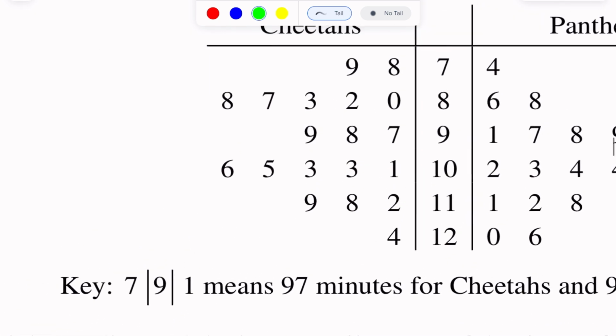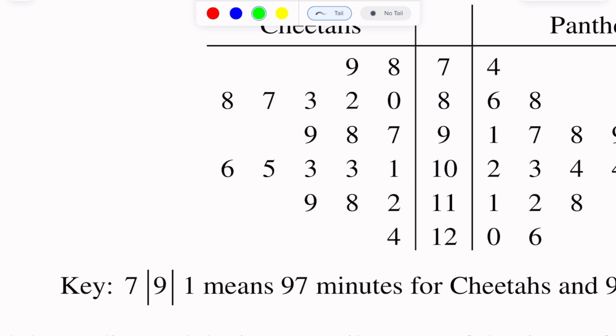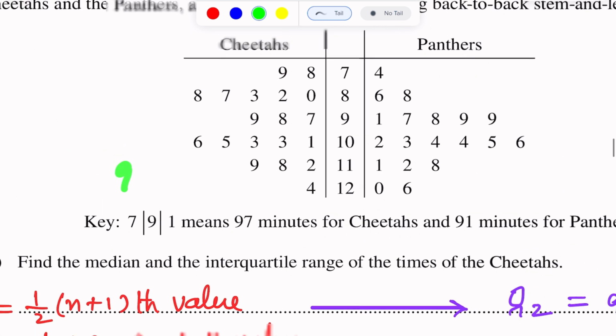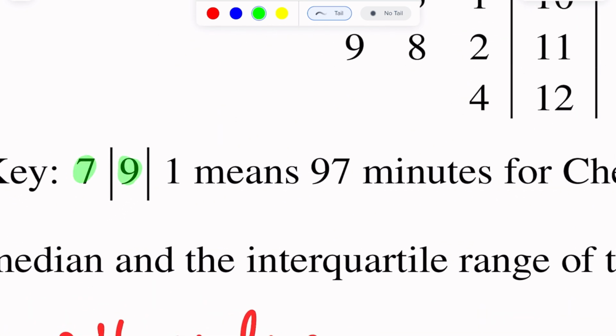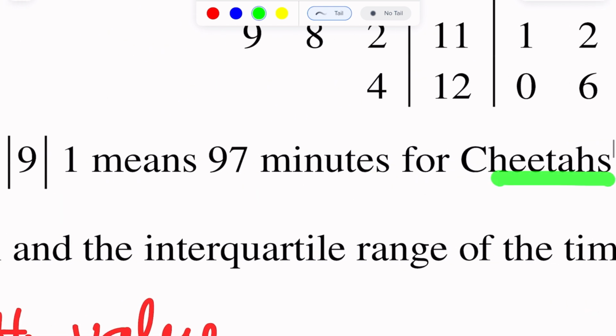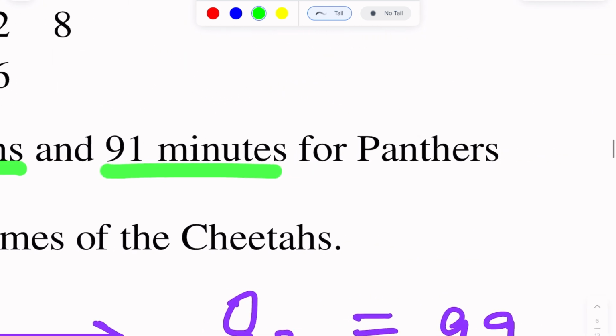Now a key is given for both clubs. 7|9 for Cheetahs means 97 minutes, and 9|1 means 91 minutes for Panthers. So the key for both clubs is given: 7|9 means 97 minutes for Cheetahs and 9|1 means 91 minutes for Panthers.